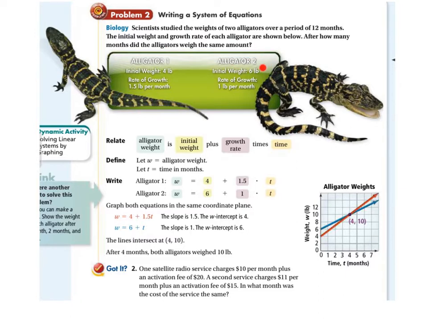Alligator 2 started out born at 6 pounds. Apparently he's a little bigger. And a growth rate of 1 pound a month. So slope of 1 times t months. So again, we get W equals, so that's the weight at any given time. W equals 4 plus 1.5t, and W equals 6 plus t, or 1t if you prefer. Now, obviously, it doesn't make any sense to go back in time because that doesn't work. And we graph those two lines, find out they intersect at (4, 10).